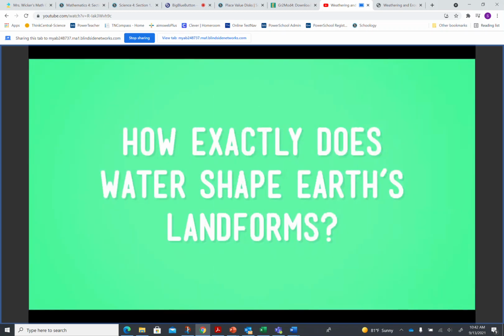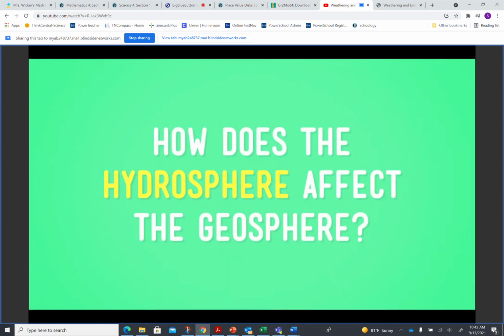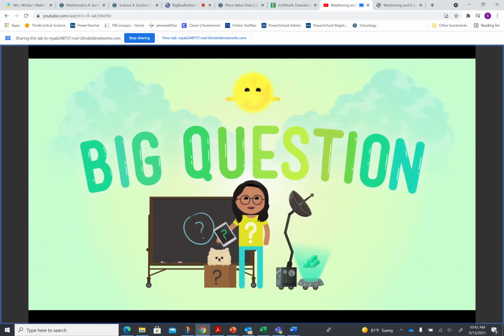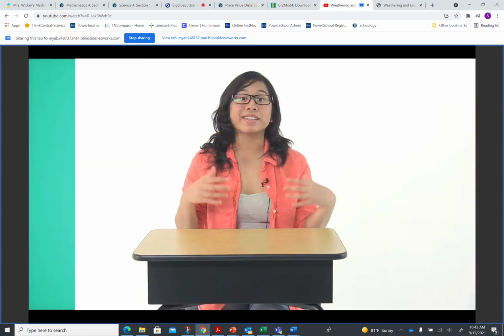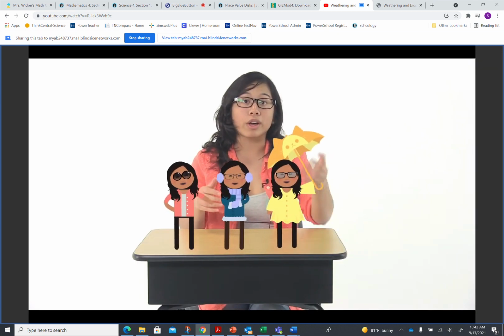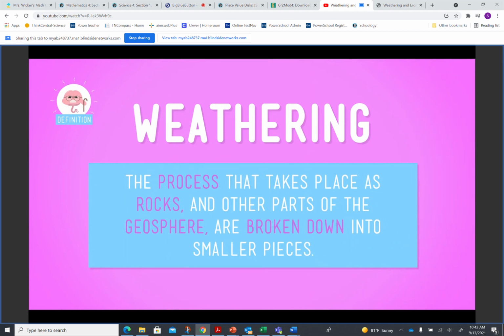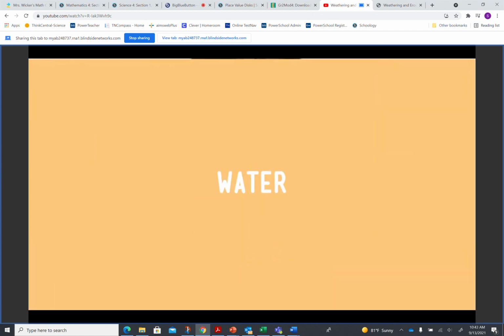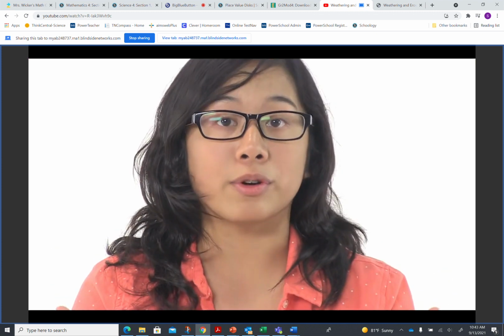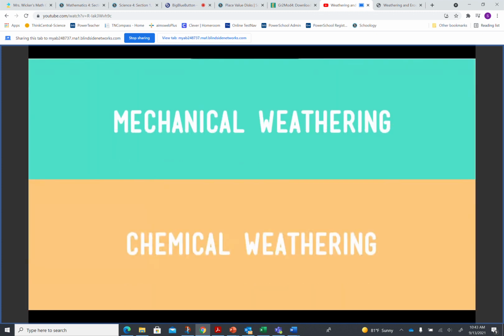So how exactly does water shape Earth's landforms? Or to bring it back to the spheres we've been talking about, how does the hydrosphere affect the geosphere? To understand that, we need to discuss weathering. I'm not talking about the weather, like if it happens to be sunny or cold or foggy outside your window right now. I'm talking about weathering, the process that takes place as rocks and other parts of the geosphere are broken down into smaller pieces. Weathering can be caused by water, air, chemicals, plants, or even animals, including us. And there are 2 types of weathering you need to know about: mechanical weathering and chemical weathering.